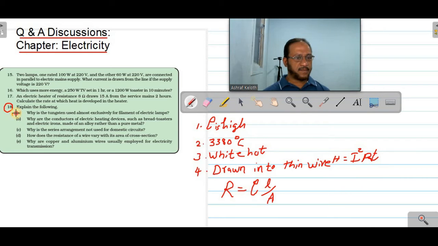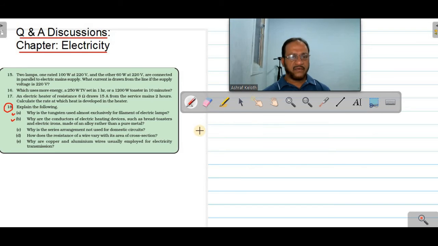Next question B. Anyone can read that. Why are the conductors of electric heating devices, such as bread toasters and electric irons, made of an alloy rather than a pure metal? What is the reason? There are two reasons for this. Usually we use alloys for making heating elements of toasters, bread toaster, electric iron and all. The first reason, alloys usually have high resistivity. They will not oxidize easily on heating.